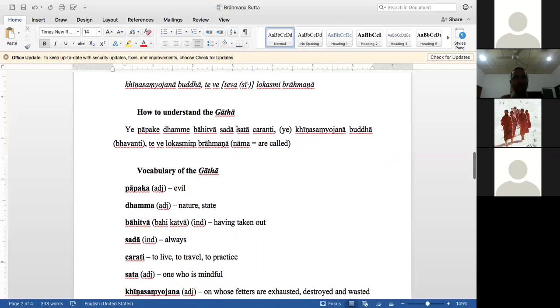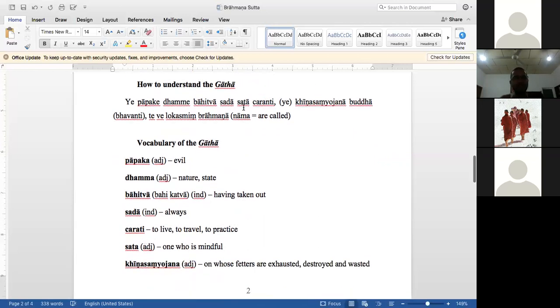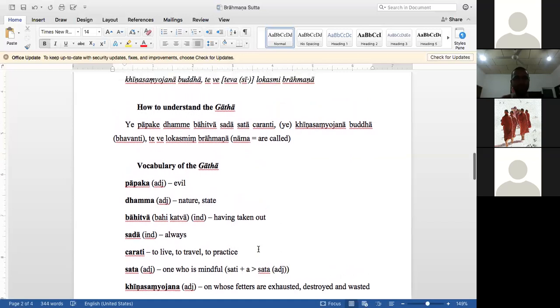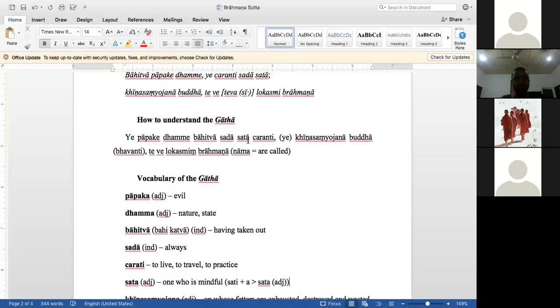Then Sada, always. Sata is a word meaning one who is mindful. This comes from Sati plus a suffix. This is a secondary derivation. So Sati is the mindfulness, and Sata is an adjective. This can be used for the one who is mindful, not the mindfulness, the one who is mindful. So Sata is plural.